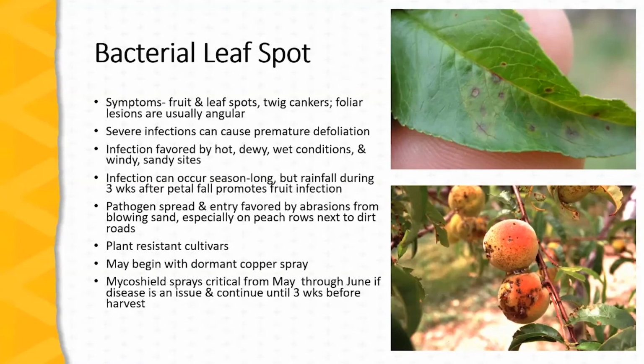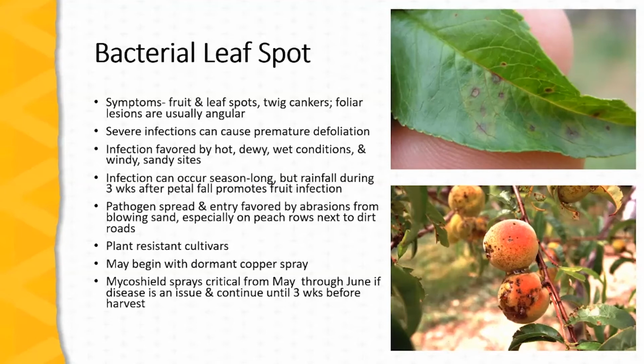Bacterial leaf spot can be a serious issue on peaches. This particular disease causes fruit and leaf spots. As we see in the photos, the fruit spots frequently have a purple margin and they're frequently angular in shape. And it can cause a scabbing or other disfigurement of the fruit, which makes the fruit unmarketable. Severe infections can cause premature defoliation and weakening of trees.